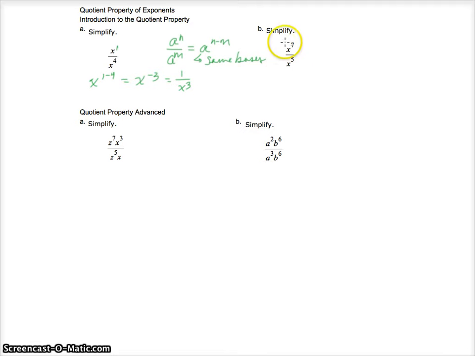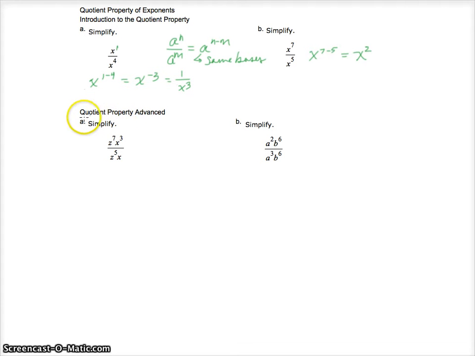Let's look at part B. It says simplify x to the 7th divided by x to the 5th. This is going to be x to the 7 minus 5, which is x to the 2, or x squared. Since it's not to a negative power, I don't have to rewrite it. Let's look at a more advanced version.